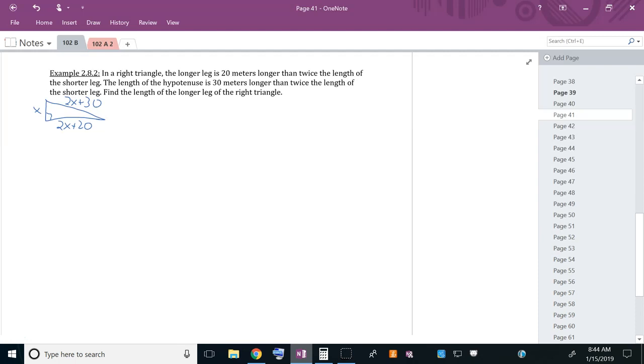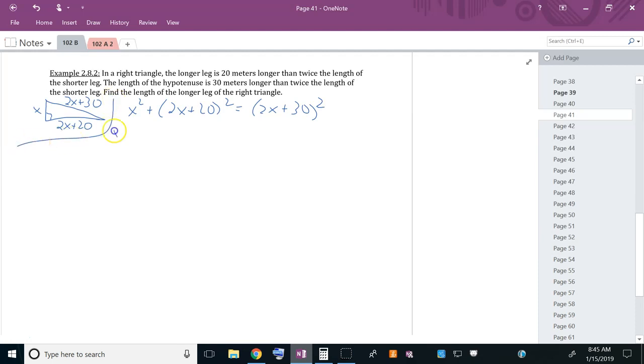Let's use the Pythagorean theorem. a squared plus b squared equals c squared, where c squared is that hypotenuse. So I will get x squared plus (2x plus 20) quantity squared equals (2x plus 30) quantity squared. So there's the equation. Now my problem has no mention of the word maximum, so unlike the previous problem, I'm not finding the vertex. I am just solving this equation.